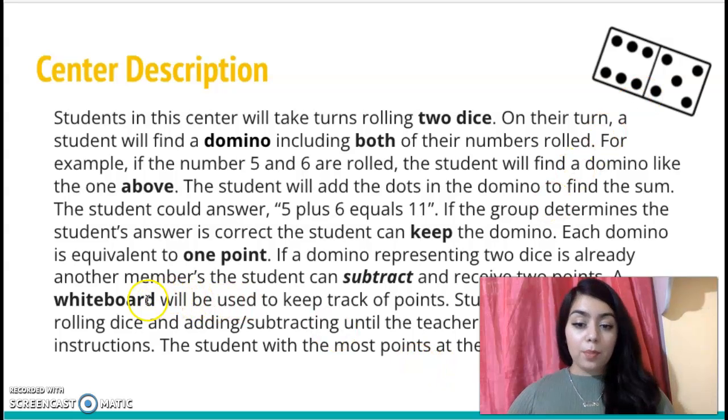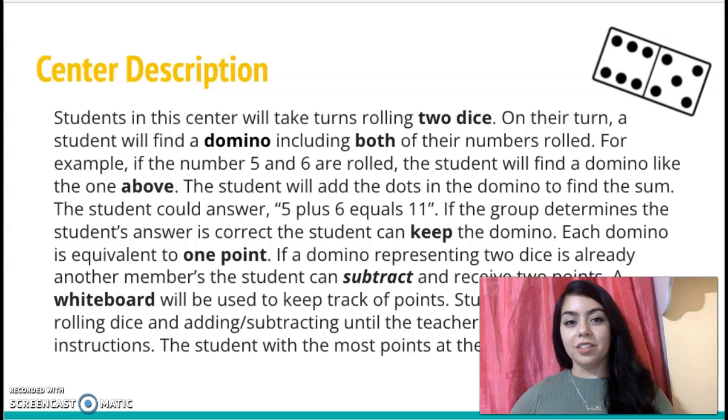A whiteboard will be used to keep track of points. Students will continue rolling dice and adding or subtracting until the teacher gives further instructions. The student with the most points at the end wins. I included a competitive aspect just to keep students engaged. It's not necessarily that whoever has the most points is the smartest or they get a prize. It's just a little competitive fun.